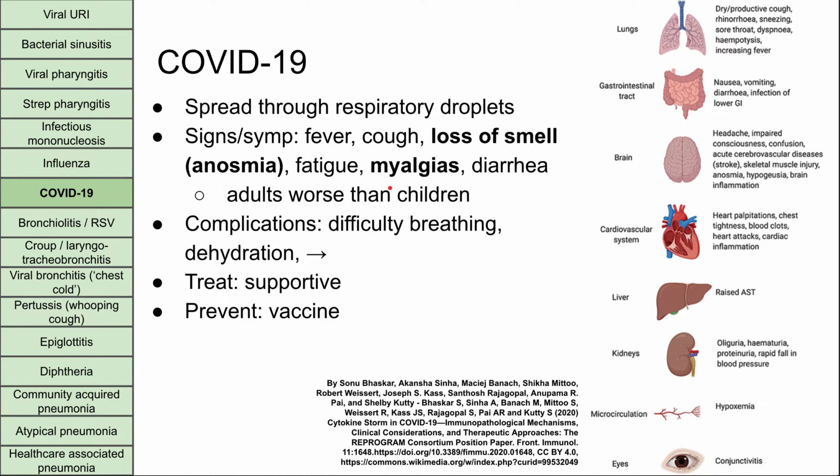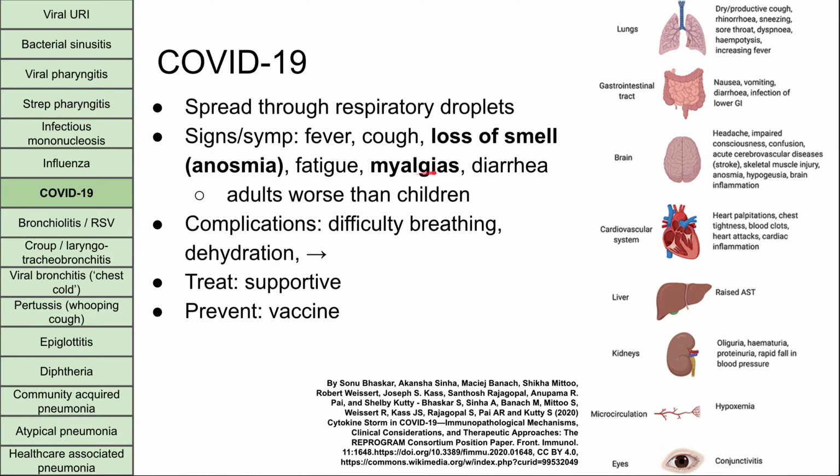Next is COVID-19. Now a lot of this stuff isn't super well elucidated, and I'm not going to go into too much detail, but this is generally what we know so far. This is a viral illness that's spread through respiratory droplets. Some of the signs and symptoms are the same as what we've been talking about, so cough, fever. Something that's pretty unique is the loss of smell, or anosmia. You can also have loss of taste.